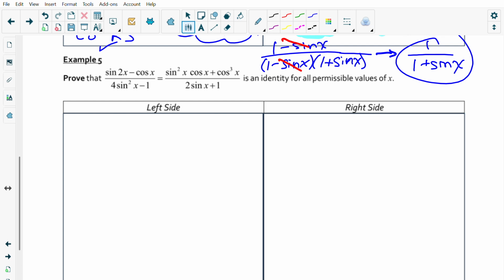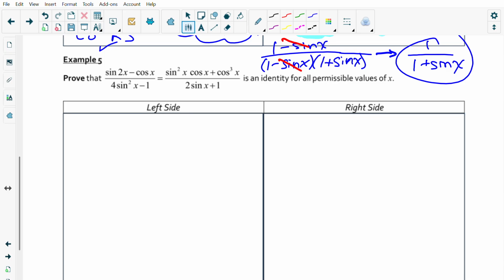Last one, number 5. Okay, left the biggest one for the last here. Prove that sine of 2x minus cosine of x divided by 4 sine squared of x minus 1 equals sine squared of x cosine of x plus cosine cubed of x divided by 2 sine of x plus 1. Wow, big one.